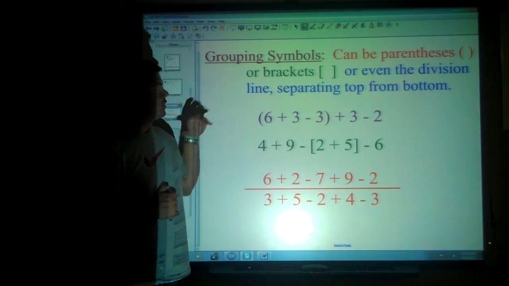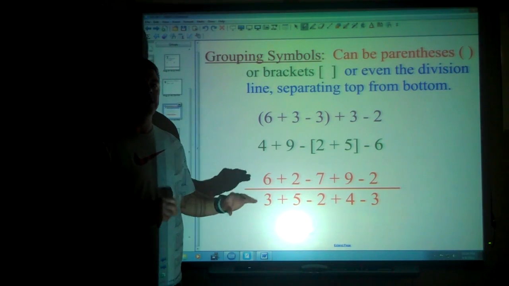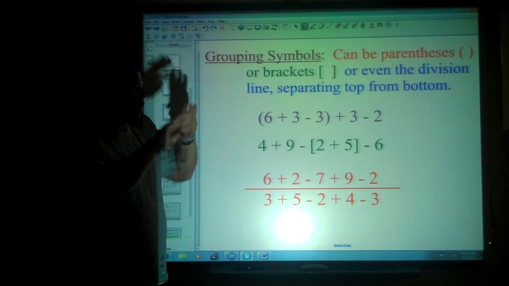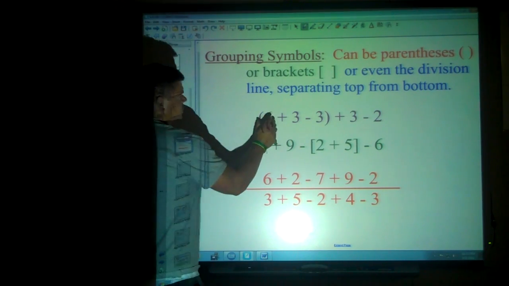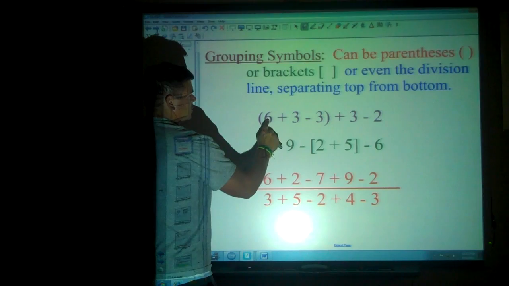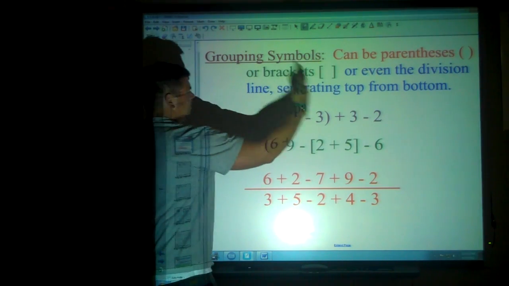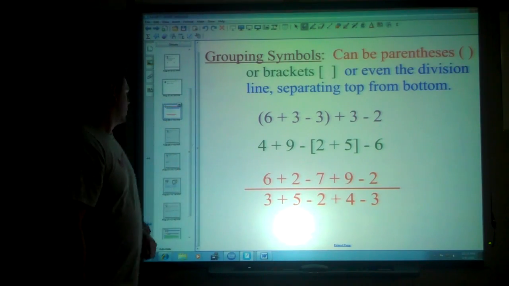According to our order of operations, these grouping symbols are what should take place first. Everything inside them needs to happen first. So regardless of what's outside, I would have to do 6 plus 3 minus 3 first. 6 plus 3, 9. 9 minus 3 is 6. That would take place first. Then I would move outside the parentheses and finish the order of operations.